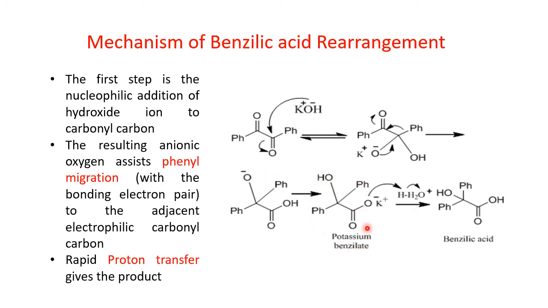So you get this potassium benzilate. Then we carry out its acidification. So K plus goes away and OH gets attached. So we get benzilic acid. So this is the rearrangement which occurs in benzilic acid preparation.